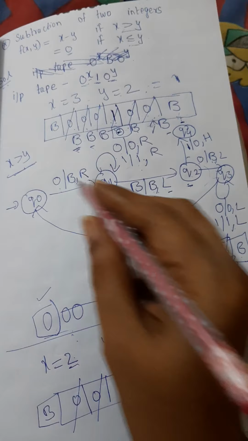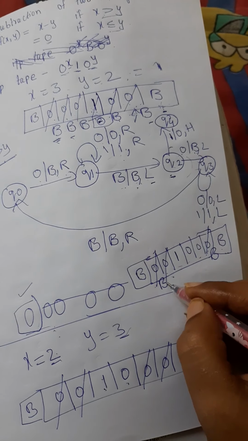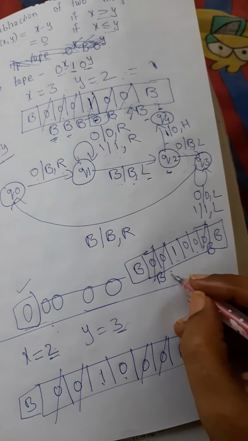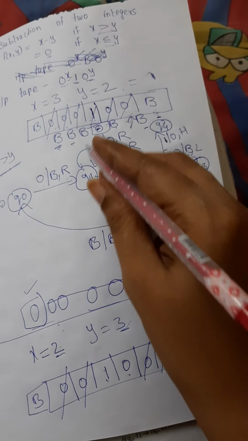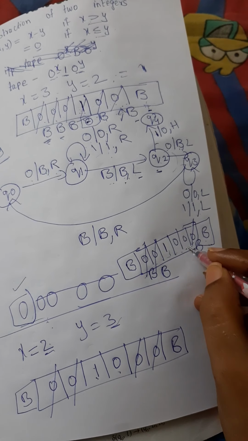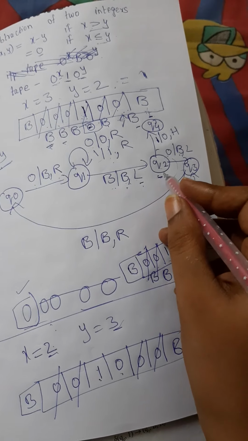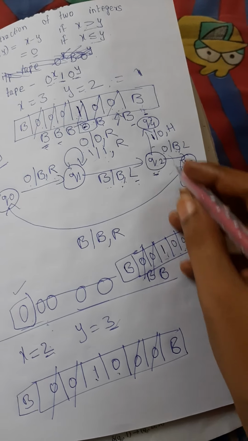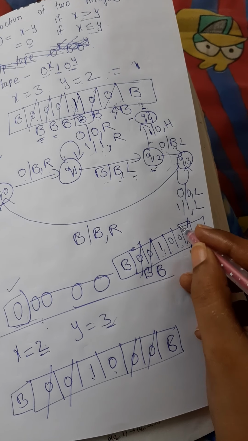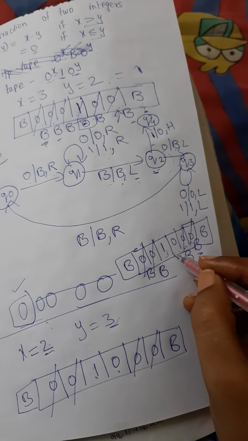So when you are getting blank, you are moving right, and this 0, what you are doing? This 0 you are making blank, and again you are moving right. So all the ones and zeros you are skipping. Now you are coming to the blank. You are in the state Q2. So again what you are doing? This 0 you are making blank, and again you are moving left.